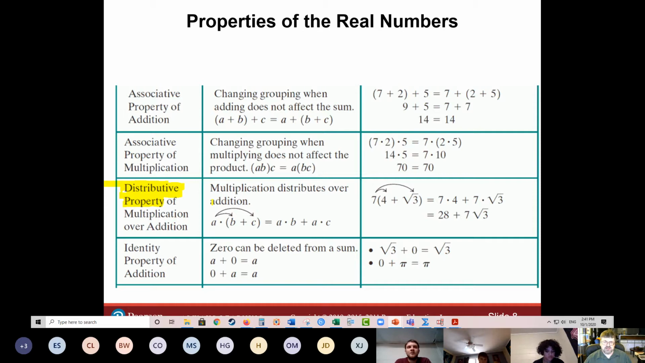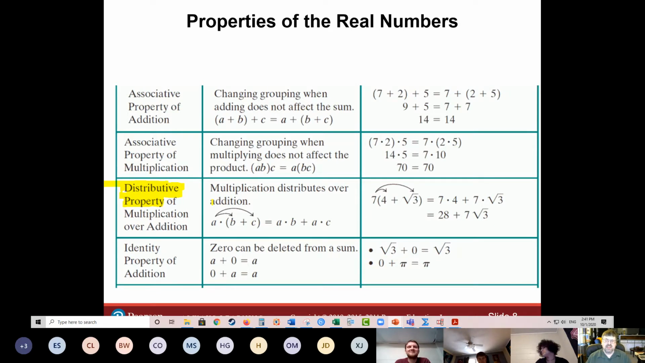Please do not go on to college algebra and tell your instructor, Mr. Lund said we could just call it the distributive property. Because I will find you and I will throw things at you. So it's okay to call it the distributive property in this class, but in other classes, call it what they tell you to call it.